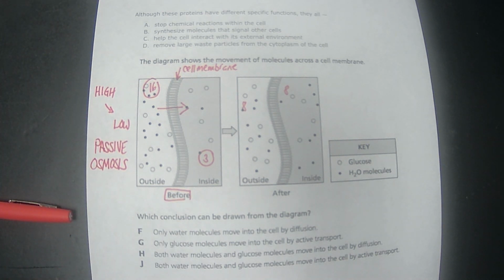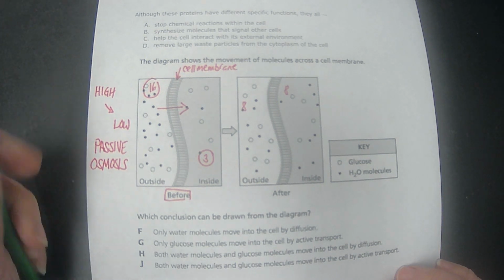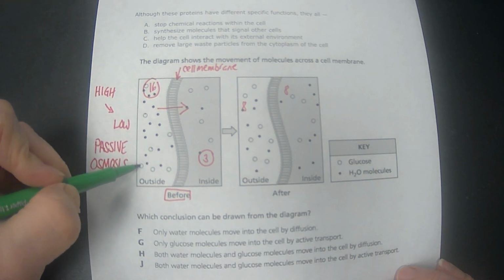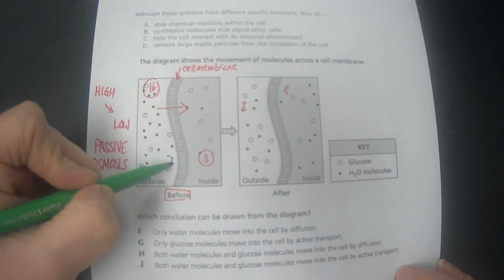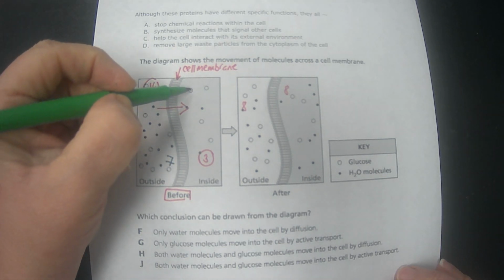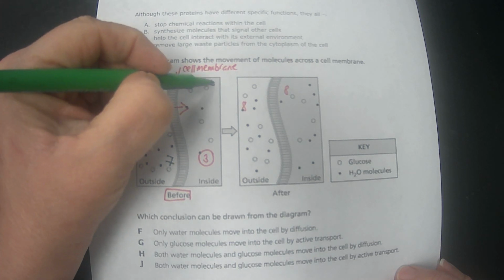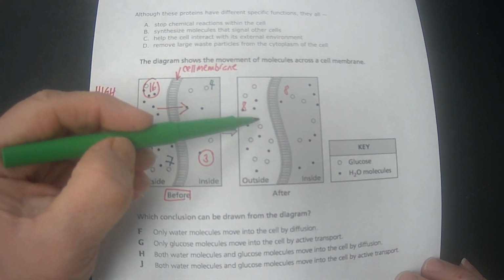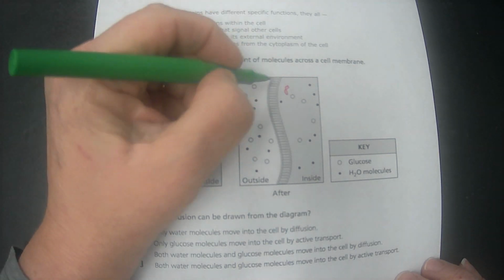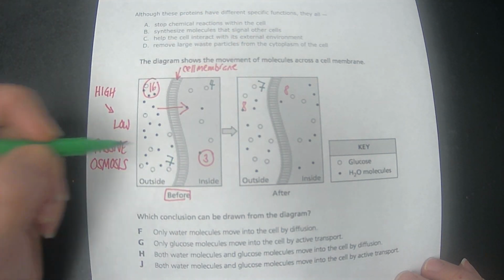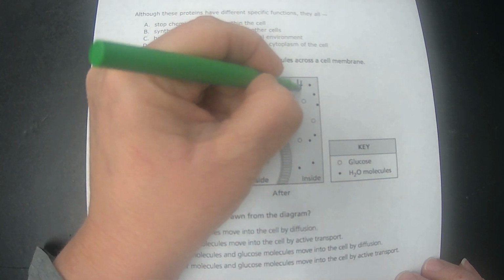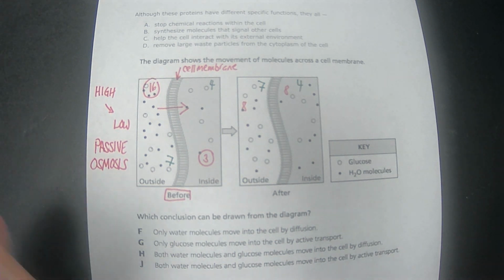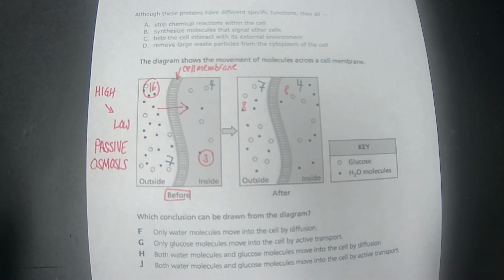Okay, now I'm going to count the glucose molecules. 1, 2, 3, 4, 5, 6, 7 on the outside before, and 1, 2, 3, 4 on the inside. After, I've got 1, 2, 3, 4, 5, 6, 7 on the outside, and 1, 2, 3, 4 on the inside. So the number of glucose molecules has not changed. So I know that glucose has not moved into the cell or out of the cell.